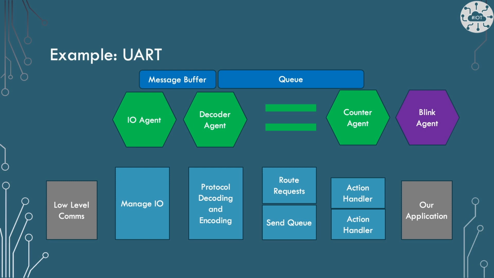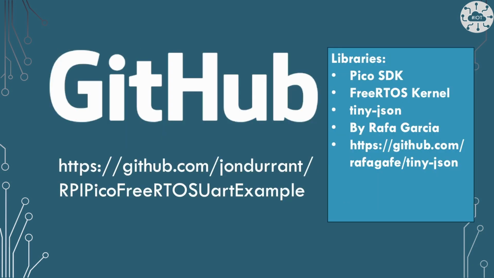In practice, I often hide these tasks, buffers and queues behind C++ classes to take a paradigm of active objects. For me, that makes the project simpler to conceive and therefore reduces the amount of mistakes I make. The code for this example is on GitHub as always. The example, of course, uses the Pico SDK and FreeRTOS Kernel libraries. It also uses a JSON parsing library by Rafa Garcia. He has an excellent little library which behaves beautifully on the Pico.